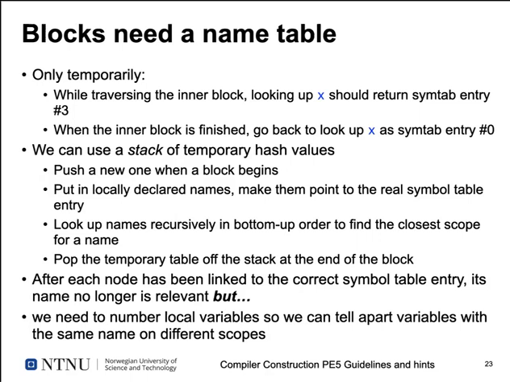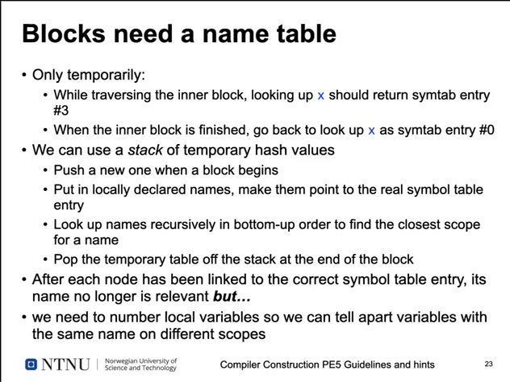And we've seen we can use a stack of temporary hash values for this. So we push a new one when the block begins. We put in locally declared names and make them point to the real symbol table entry. And then what we do is we look up names recursively in bottom-up order. So we start with our inner scope, as I already mentioned, and then go up until we either find our name in the closest scope, so the first hit we encounter, or we arrive at our globals and still can't find it there, and then it's an error. And then we can just throw away, pop the temporary table off the symbol table stack, when we encounter the end of this block, for example, for our if in our example.